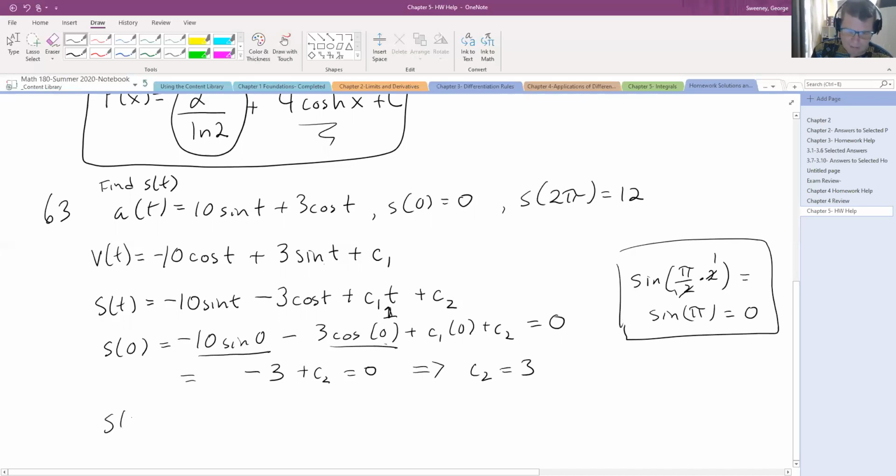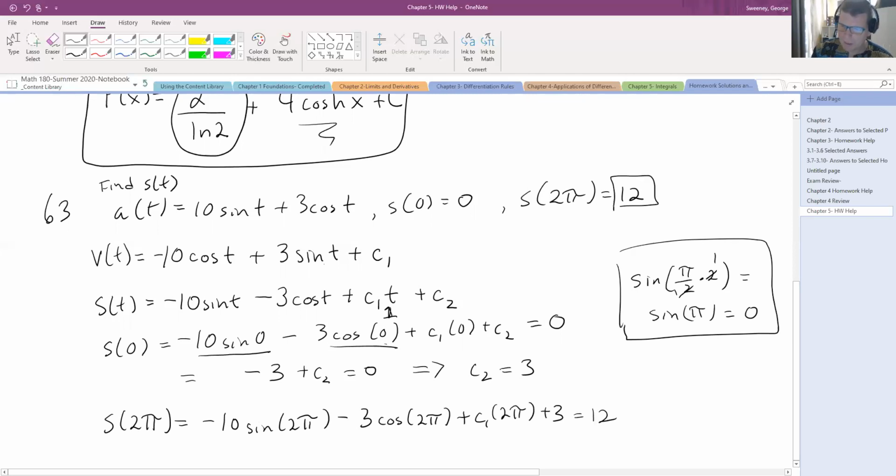So now S of 2 pi is going to equal -10 times sine of 2 pi minus 3 times cosine of 2 pi, plus C1 times 2 pi plus 3, and we're going to say that that's going to equal 12. So that's our second equation.